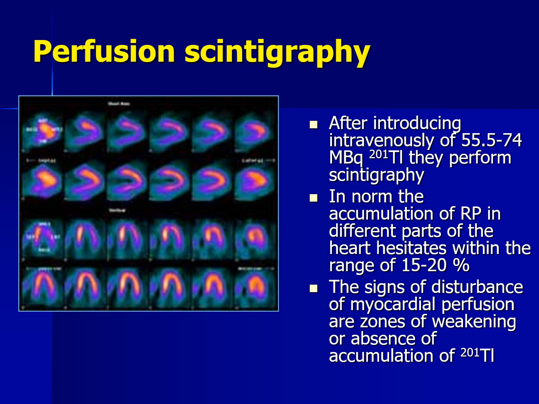After introducing radiopharmaceuticals intravenously, they perform scintigraphy. In the norm, the accumulation of the agent in different parts of the heart fluctuates within the range of 15–20%. The signs of disturbance of the myocardial perfusion are zones of weakening or absence of accumulation of the radiopharmaceutical.